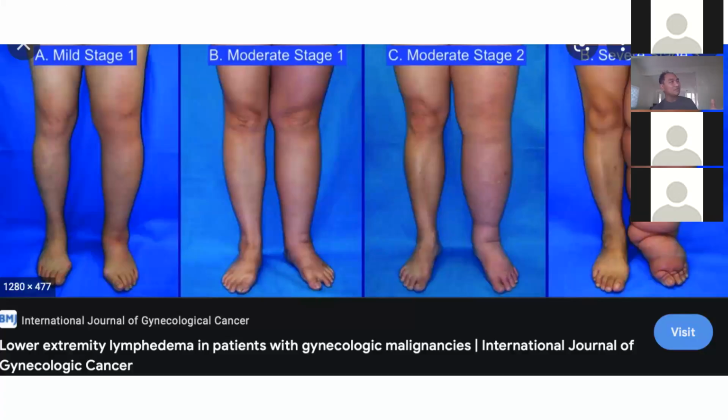Of course, this condition is caused by gynecologic malignancy. So there must be a problem on the left side, and they have done the operation, and cancer cells blocking the lymph nodes, and therefore the left leg is swollen. So it is very sad.